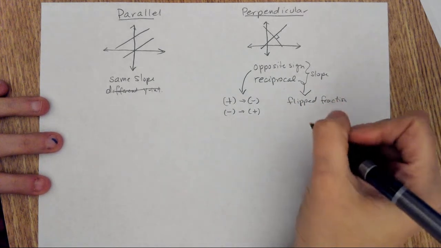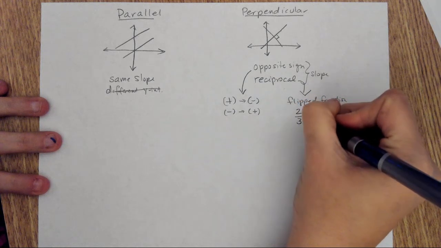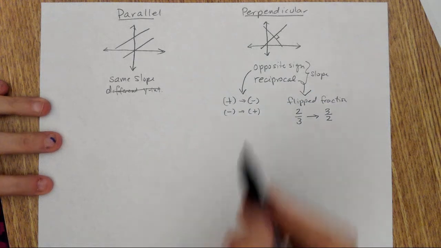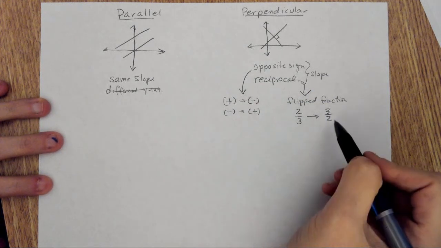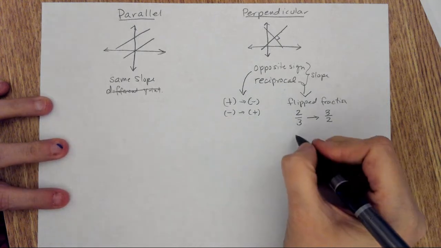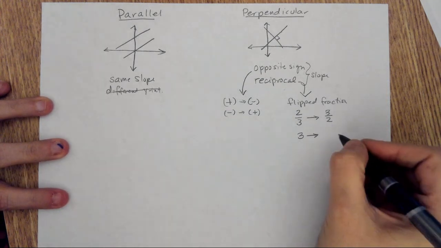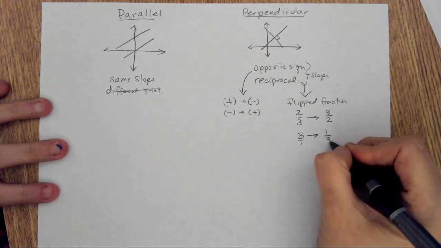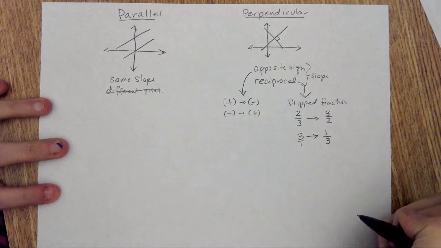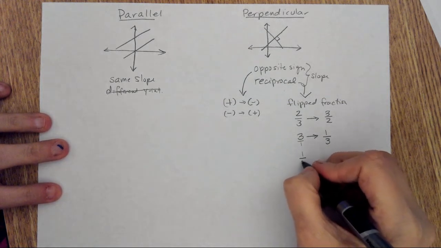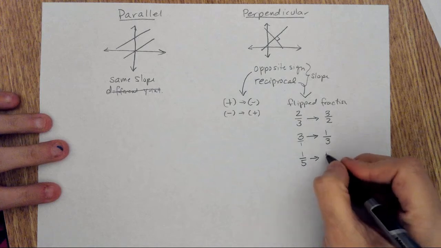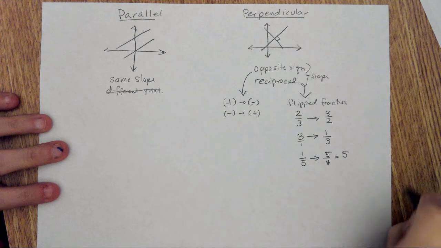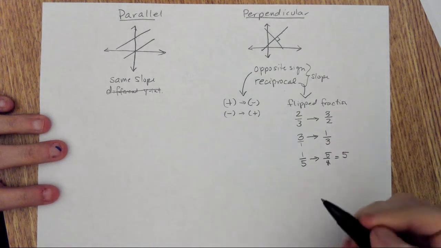So for example, if the slope was 2/3, I'm going to flip that and it becomes 3/2. So a rise of 2, run of 3 turns into a rise of 3, a run of 2. Likewise, if my slope was 3 and I needed to flip it, I would have to write it as a fraction and then flip it to become 1/3. So 3 and 1/3 are reciprocals. And if I had 1/5 as my fraction, when I flip it, it becomes 5 over 1, which is 5. That's what we're talking about with flipped fractions.